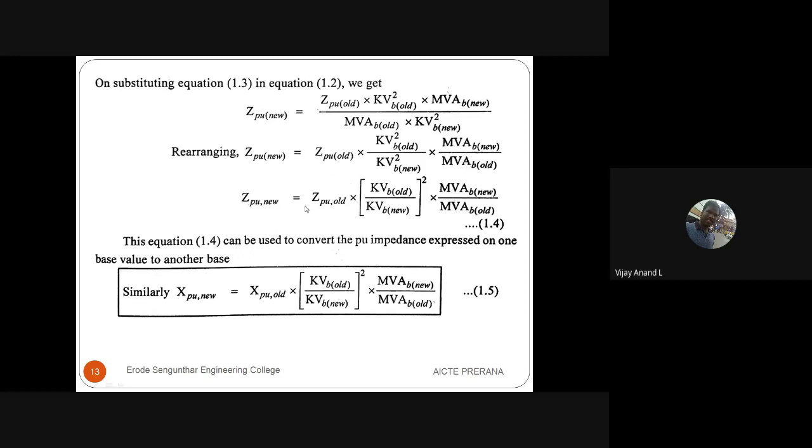This is for the impedance diagram. The same expression holds for the reactance diagram also. We just replace impedance by reactance, so Z is replaced by X, where X is reactance and Z is impedance. Then X per unit new is equal to XPU old into KVB old divided by KVB new, the whole square, into MVAB new divided by MVAB old. From this we can see that the reactance value is almost equal to the impedance value.